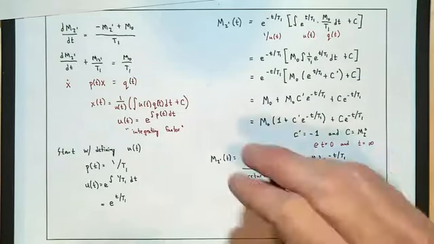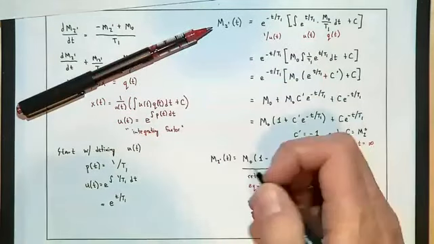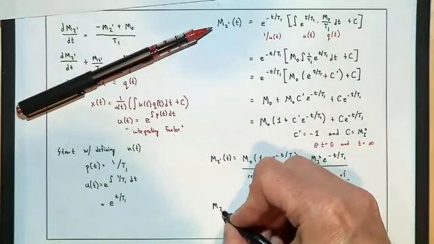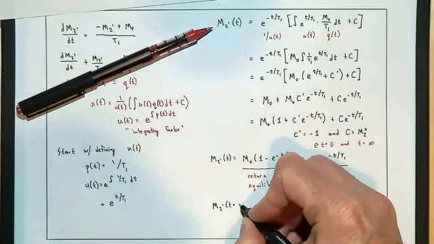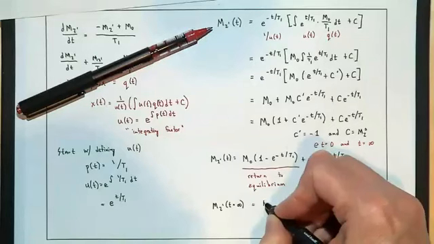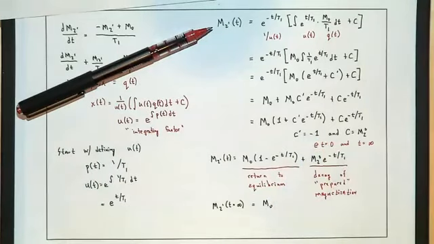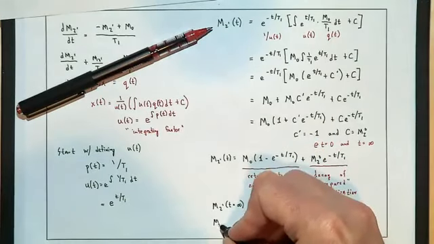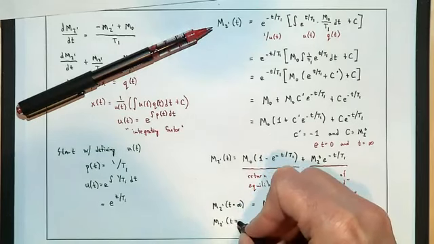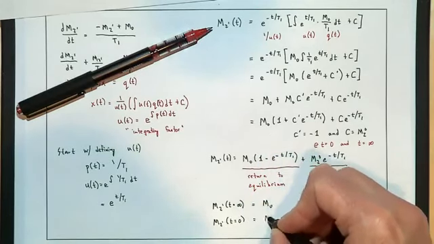If we look at, I'll just write it explicitly here, if we look at mz prime of t equal to infinity, we just recover m0. If we look at mz prime of t equals 0, we just recover the initial condition.